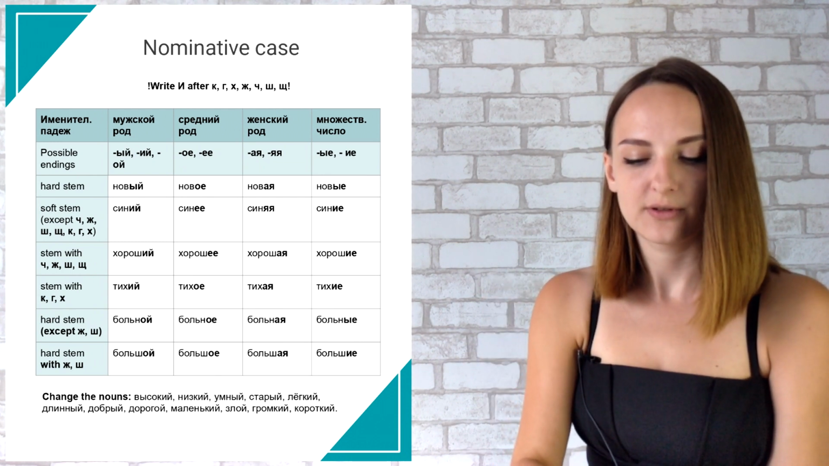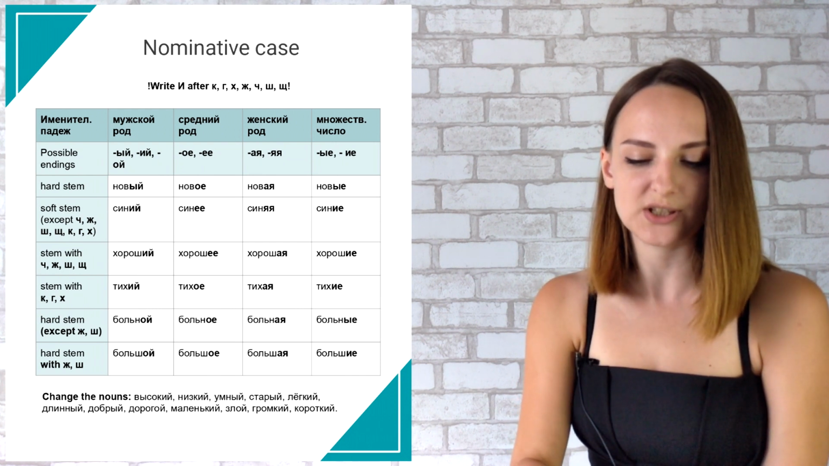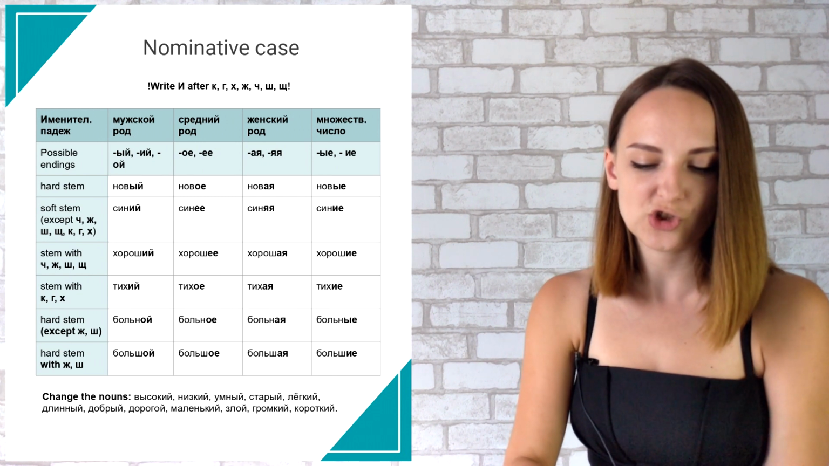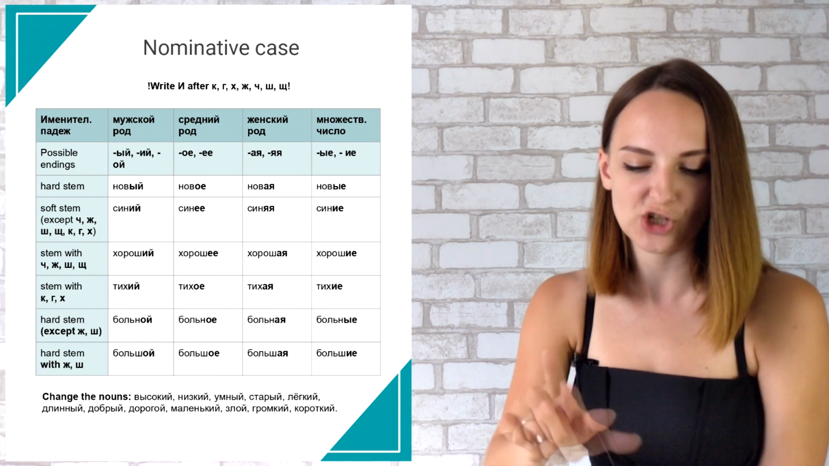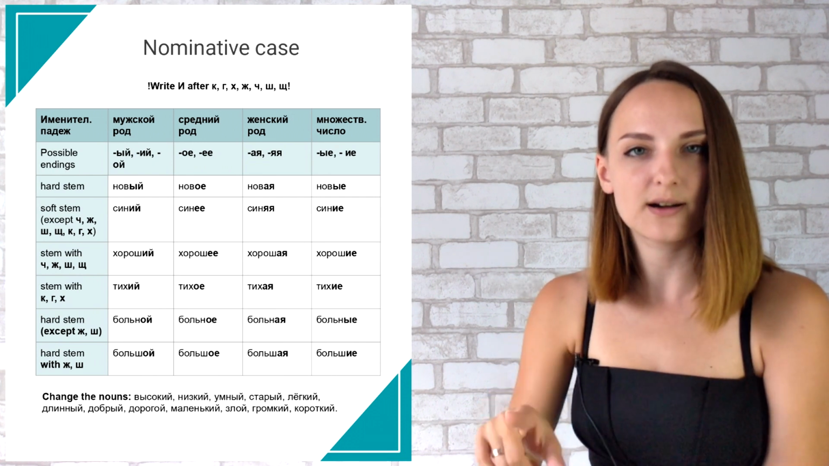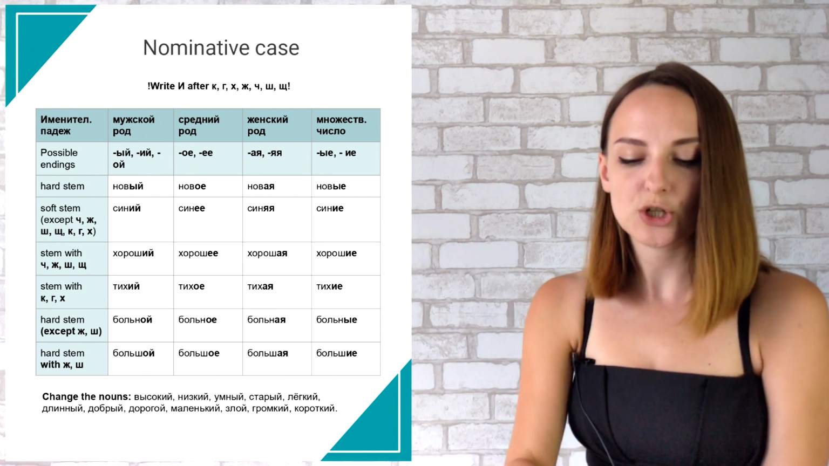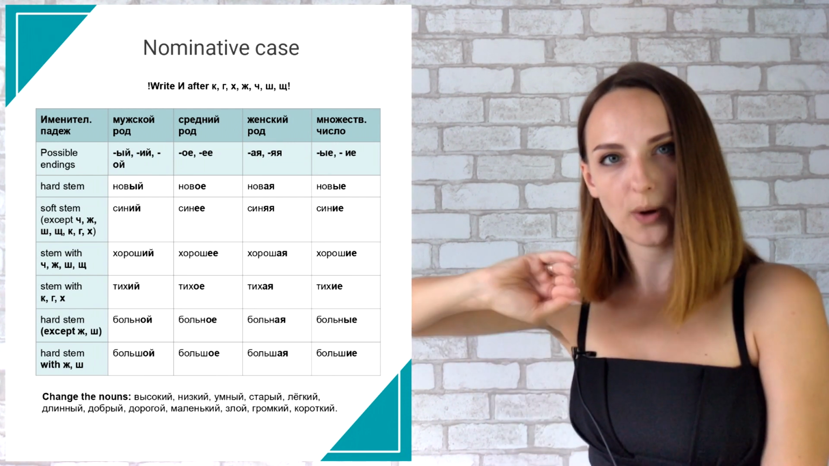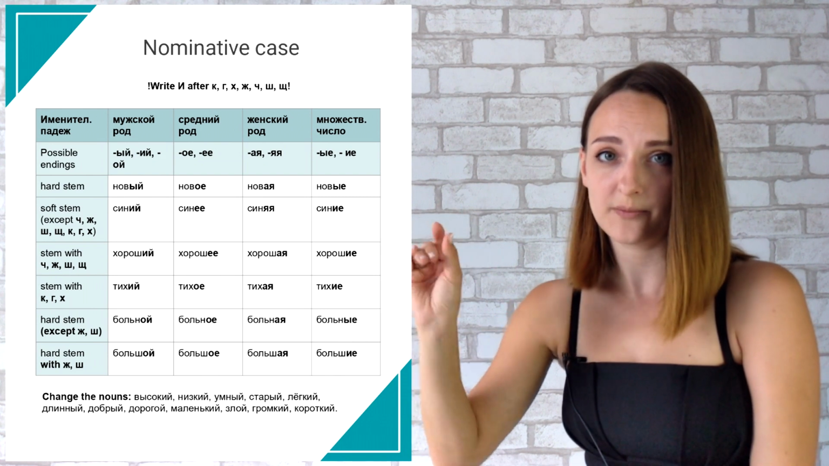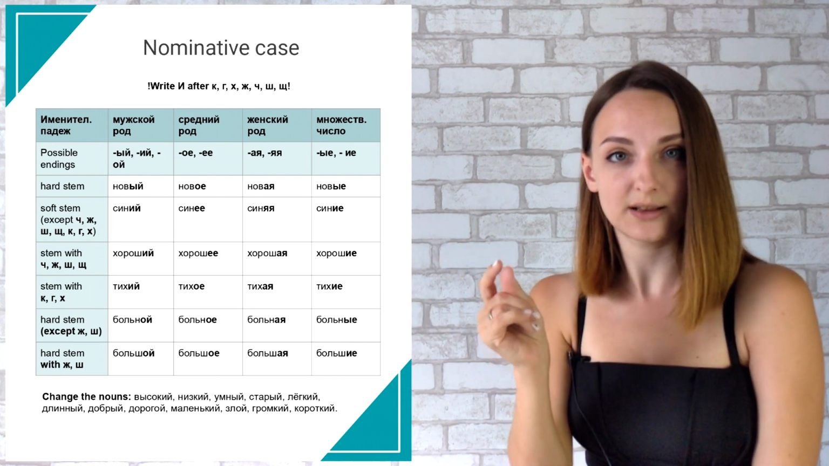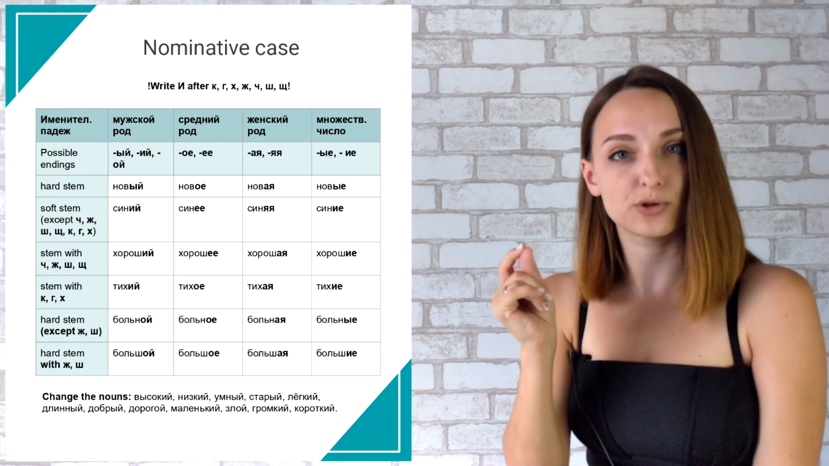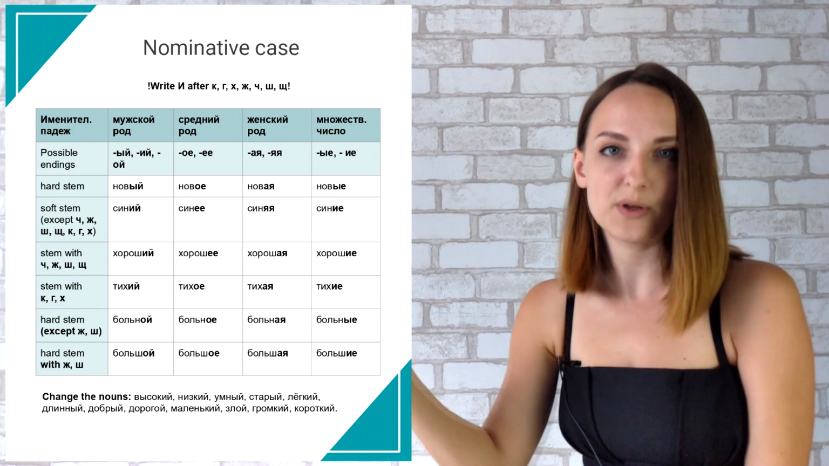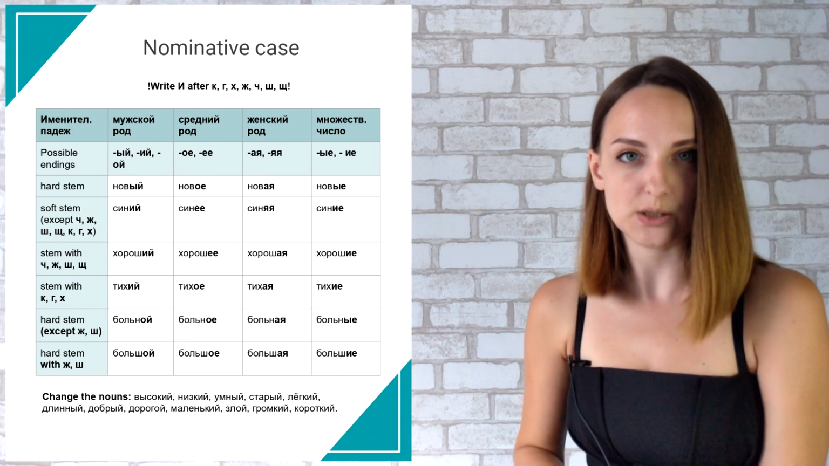Then you have hard stem, soft stem, except these letters. Then stem with letters ч, щ, ш, ж, да? Ч, щ, ш, ж. Stem with к, г, х, and so on. So you can take any adjective, throw away the ending, ой, ый, or ий. Take a look, what is the last letter of your stem? And according to this, you will know which letters to put in neuter, feminine, and plural form. I hope you understand what I mean.